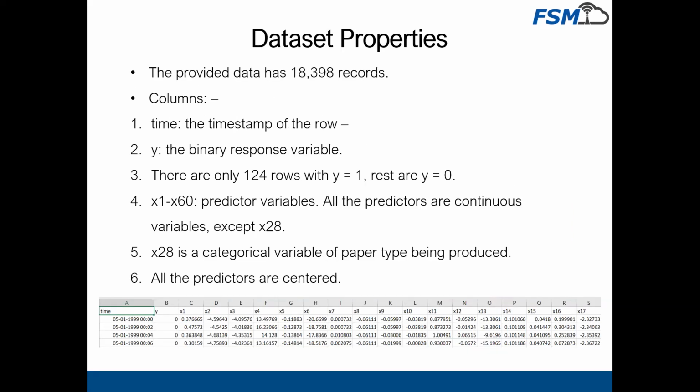So if you see at the bottom, this is what the data set looks like. It has a time column where each of the sensor values has a timestamp, and the second column, Y, is the binary response variable, which gives the condition of the machine, and whether there is a tear in the roll or not at this particular point.